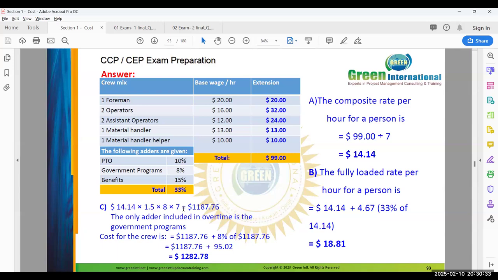And how many crew members are there? Seven crew, seven people. So I got 1187 as the total cost.